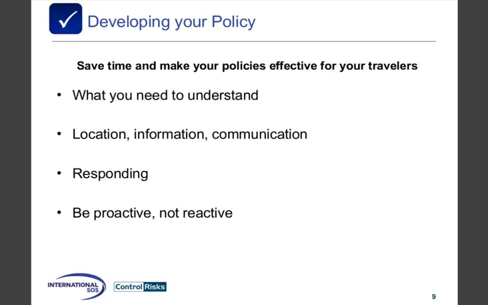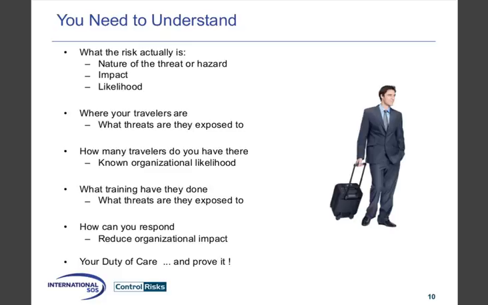Let's take a look at some of these in more detail. What you need to understand, okay? First of all, what is the risk? We saw in that very first slide the picture of all of the different risks that are out there. So you have to understand the nature of the threat and the hazard. I boil risk down to impact times the likelihood. So what is the impact of an event and what is the likelihood that it's going to happen? We're obviously going to be considering high impact but low probability events like terrorist attacks. But we cannot forget about moderate impact but more frequent events like common crime or road traffic accidents.